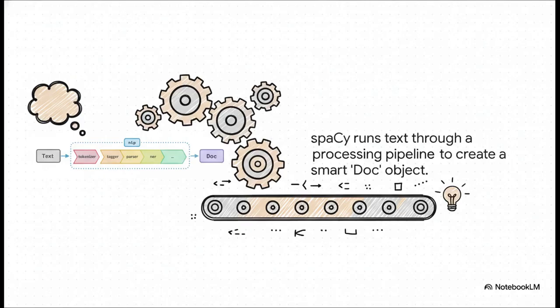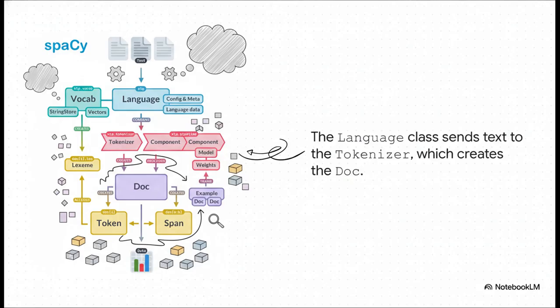So the big idea in spaCy is something called the processing pipeline. The best way to think about it is like a factory assembly line. You feed your raw, messy text in at one end, and it passes through a series of different stations, a tokenizer, a tagger, a parser, and a few others. And what comes out at the very end is this highly structured and really intelligent doc object. So let's trace that data flow.